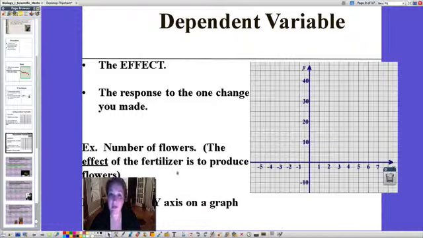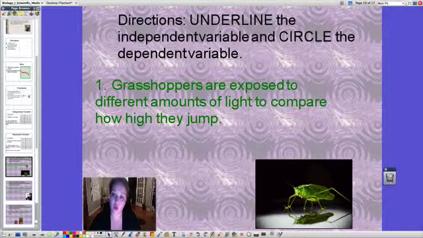Your dependent variable, the effect. The response to one change is made. For example, the effect of the fertilizer is to produce flowers. That's plotted on the y. So we would have the amount of fertilizer on the x and the growth of the plants on the y. This is what I initially test. These are the results. So your results are going to be on the y-axis.